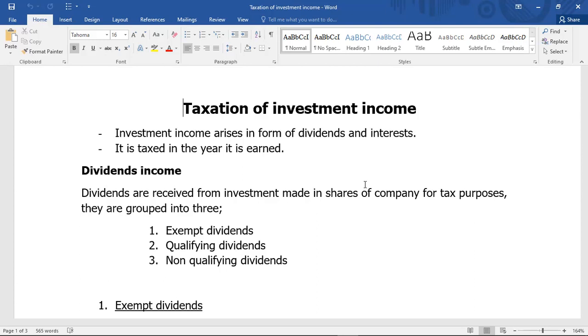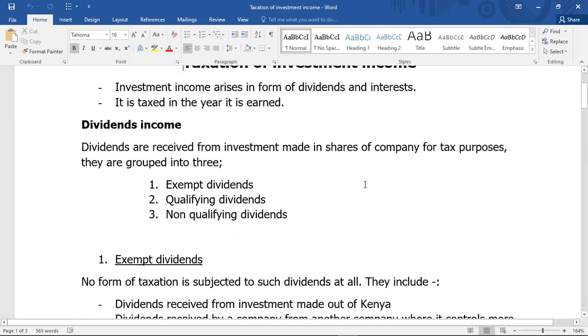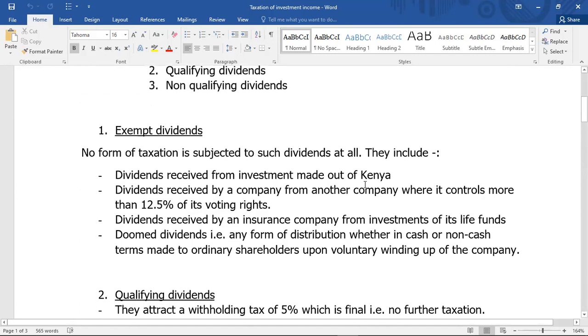These investments are normally taxed in the year they are earned. So let us first break down the dividends income. Dividends are received from the investment made in shares of the company. For tax purposes, they are normally grouped into three: exempt dividends, qualifying dividends, and non-qualifying dividends. When you talk about exempt, it means there is no form of taxation subjected to such dividends at all.